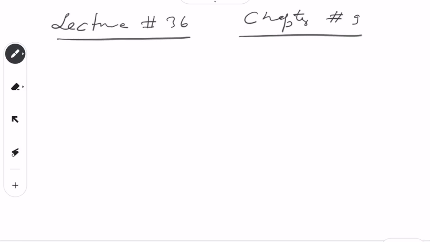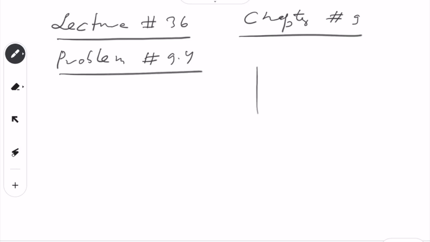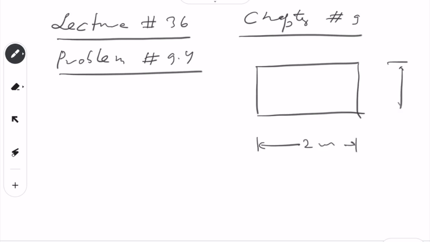So, today we will solve problem number 9.4, which is about this. This is a rectangle, this is 2 meter, this one is 1 meter, and there are tractions. These are the forces from all the sides like this.